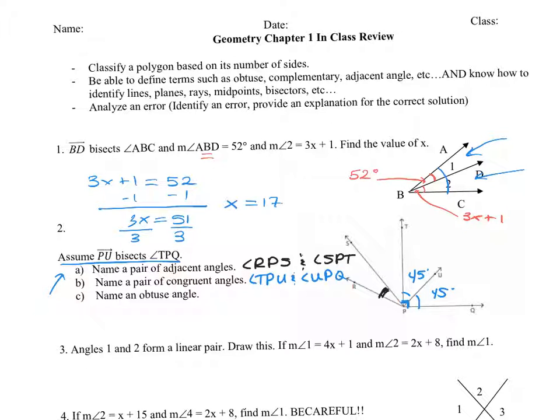Again, you've got several choices for obtuse angles as well. One that I found was angle QPS. What's another choice? RPQ or QPR. Yep, that works as well. And you just have to name one on your test. You don't have to go crazy and name them all.